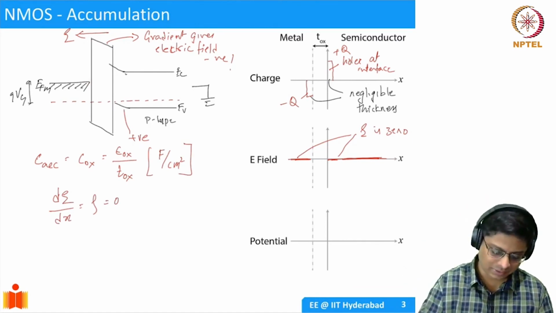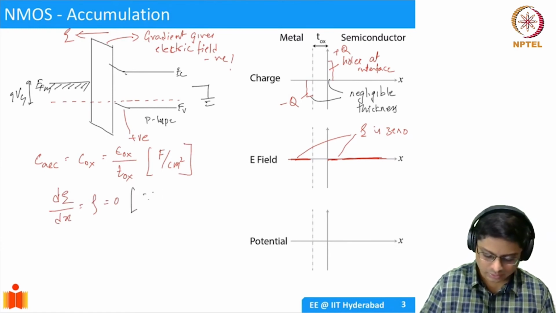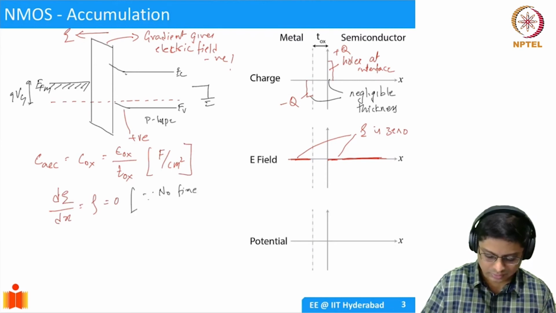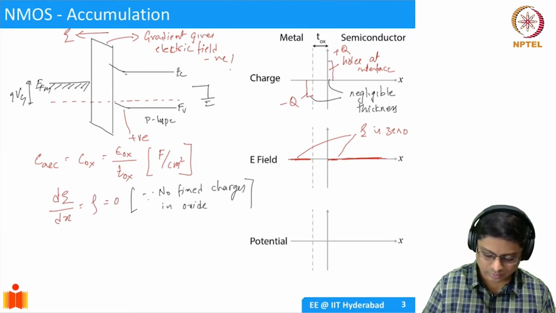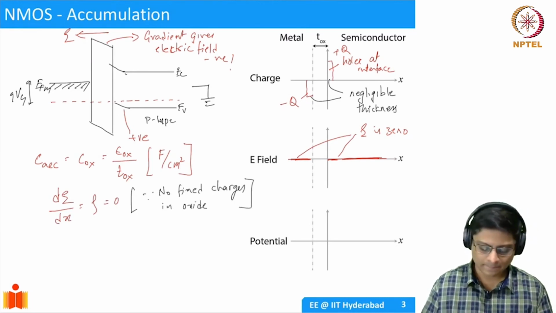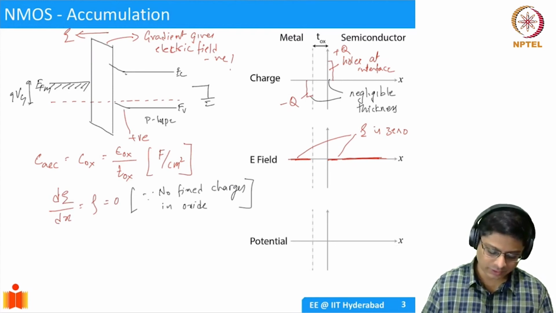So we said there are no fixed charges. This is because there are no fixed charges in the oxide, right? Inside the oxide, there's nothing. So that means E has to be constant, right?